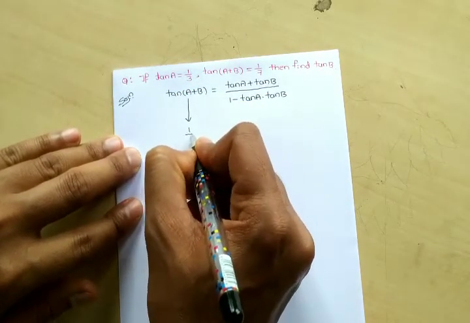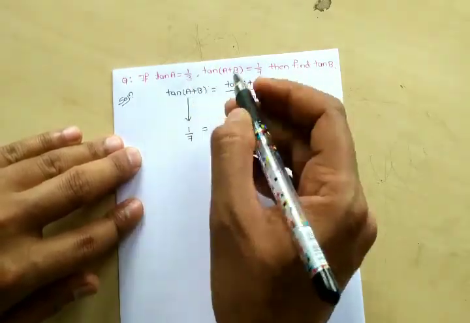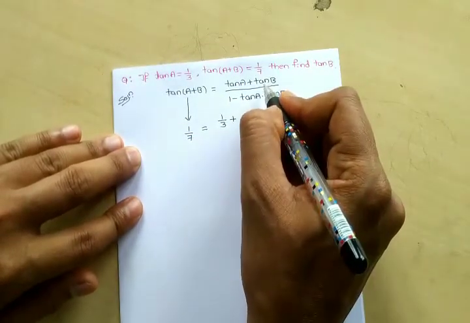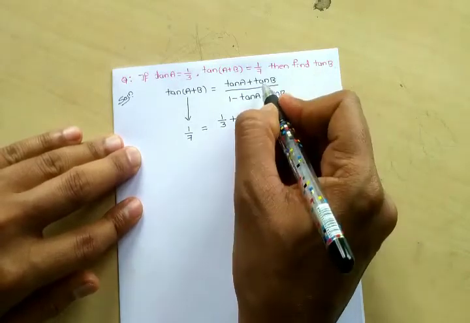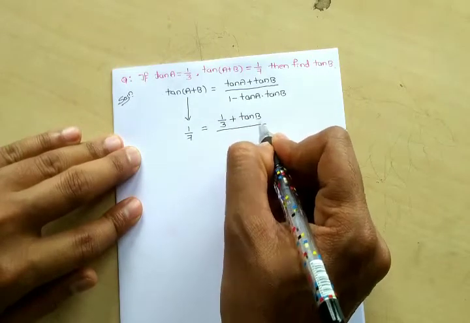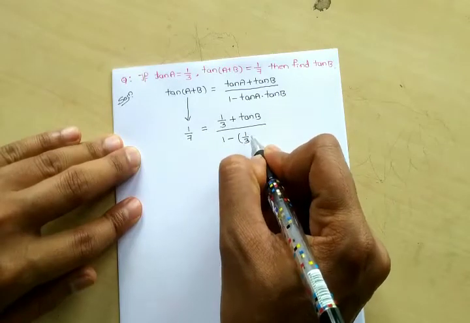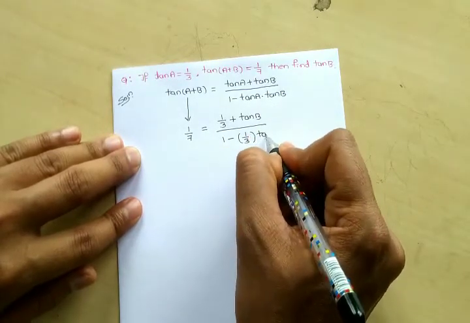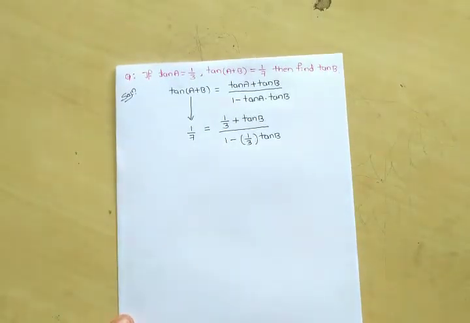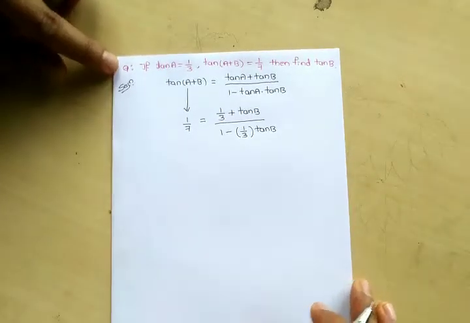So how much is it given? 1 divided by 7 is equal to, tan a is given, tan a is equal to how much? 1 divided by 3 plus tan b. Tan b is not given, that value only you need to find out. So I am going to keep tan b as it is, divided by 1 minus tan a, which is 1 divided by 3, into tan b. Again I am going to keep it as it is, correct? Tan b I am going to keep as it is. So now you need to find out which value?